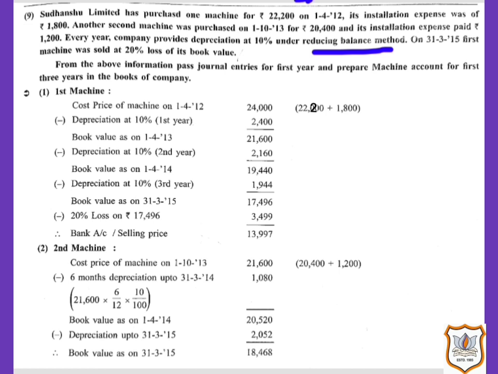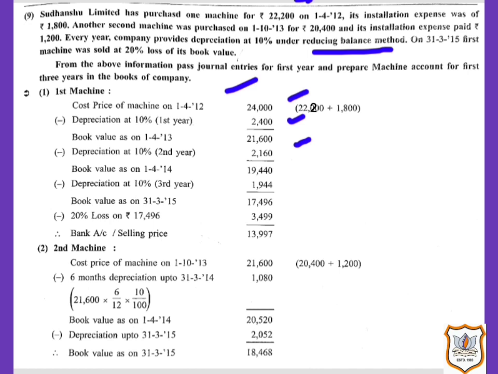So let us see the calculation for the first machine. Here is the cost price of the first machine, which was purchased on 1st April 2012. Cost price is 24,000. It was purchased for rupees 22,200 plus installation expense, that will give us the cost price, that is 24,000. Now, depreciation at the end of the first year would be 2,400, that is 10%. Then if we deduct this, we will get the book value as on 1st April 2013, that is the closing balance at the end of the first year, or we can say the opening balance of the second year.